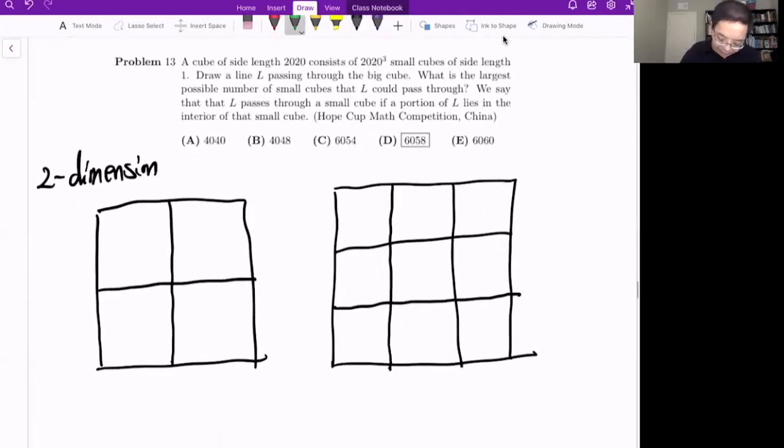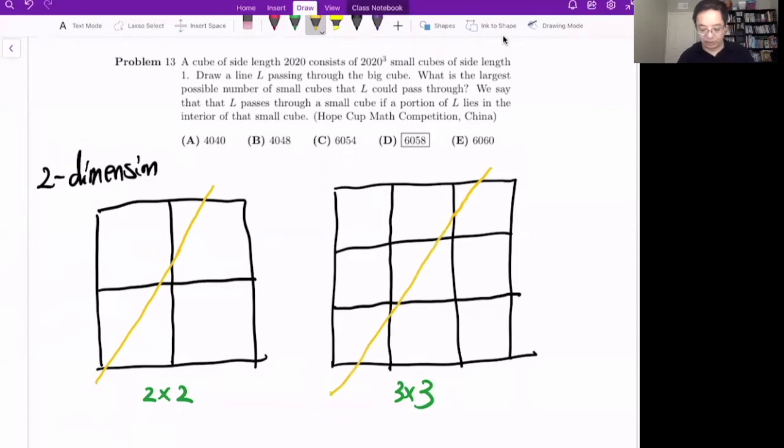Here I have a 2 times 2 and a 3 times 3, right? These two situations are simple. I can just draw the two lines that will give us the largest number of small squares that they will pass through. For the first one, clearly I can do it. There are multiple ways to draw, but let's say for this, I can just do this, right? And for the next one, we can do this. So that's what we can do.